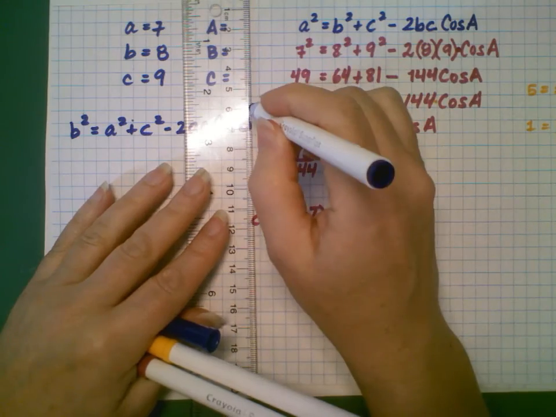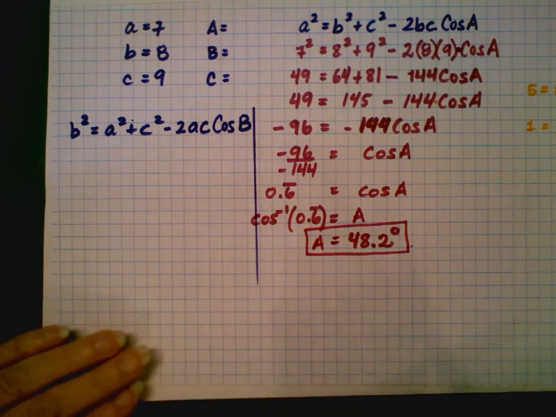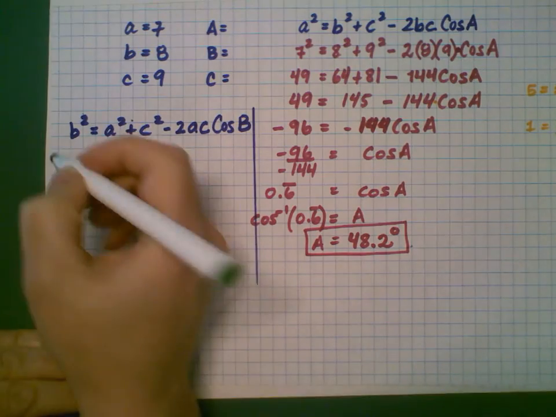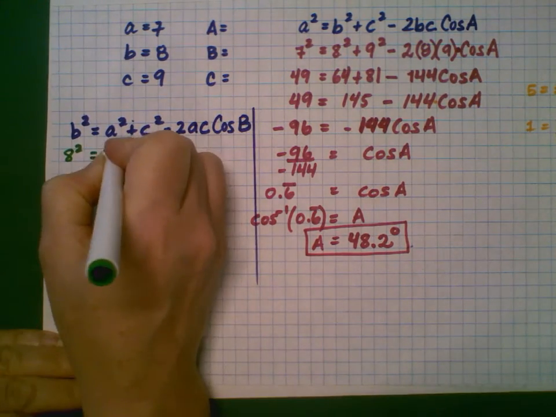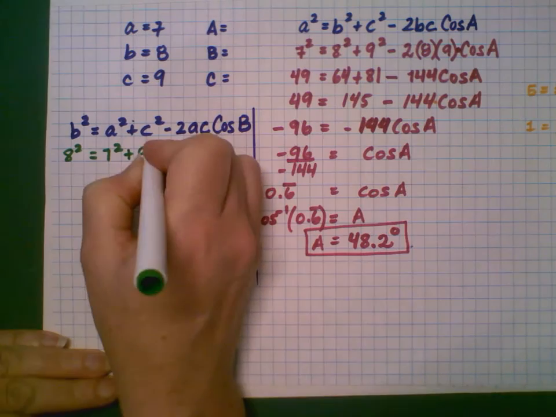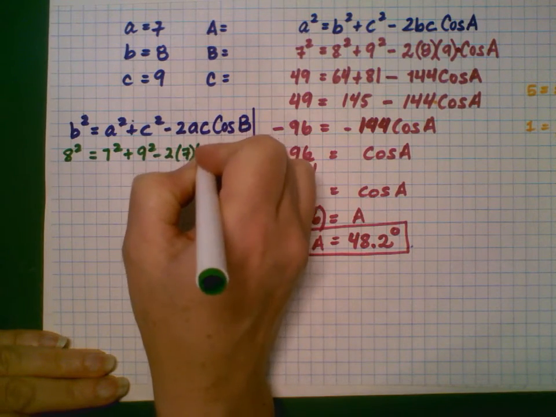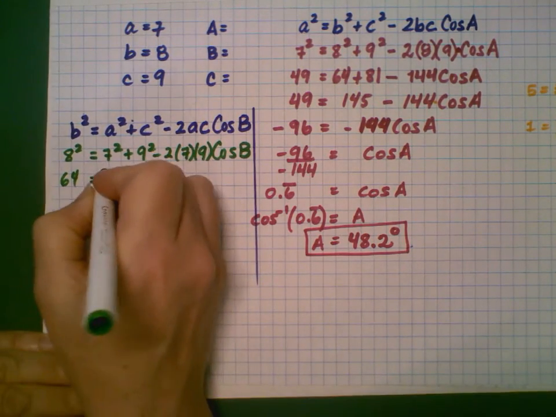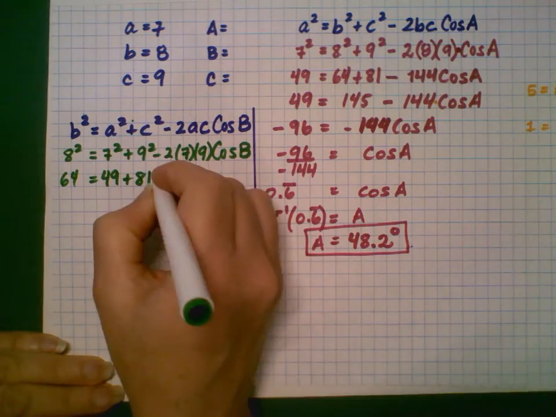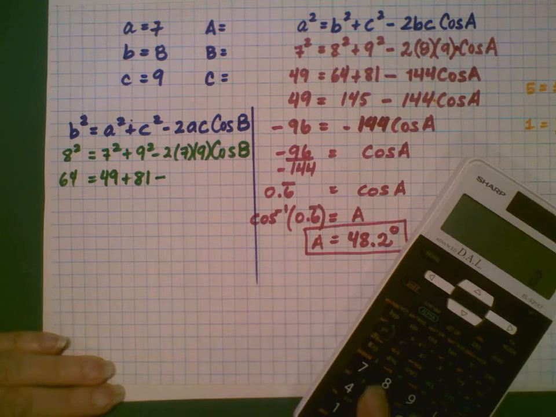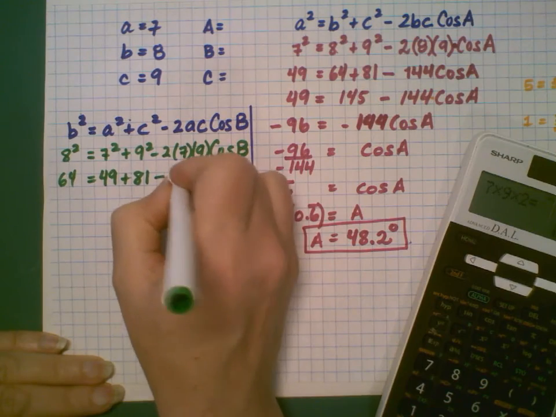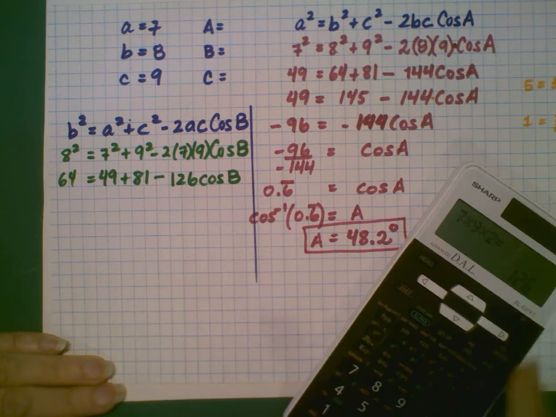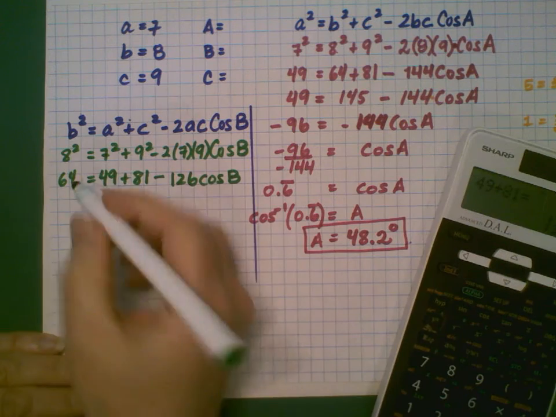I'm going to draw a little line here just to divide the work. Okay, so the value of each of these. b is 8, a is 7 and c is 9. Cosine B. So start with simplifying what you can. So 2 times 7 times 9 is 126. Add the 49 and the 81 together. That's 130.